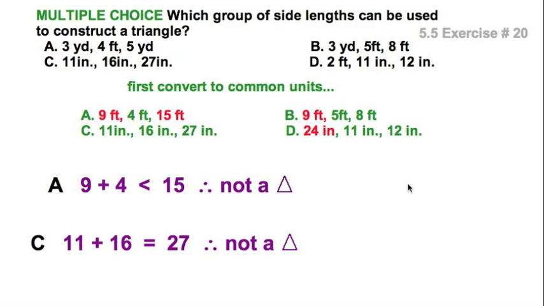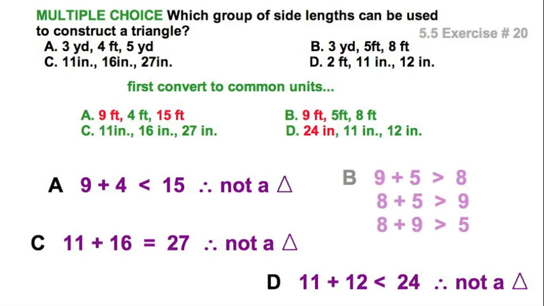Those two sides equal the third. That doesn't work. And on here at D, now 11 and 12 are less than 24. The only one that remains is B. And I check all 3 possibilities, and it all looks okay to me. Honestly, you don't really need to check all 3.